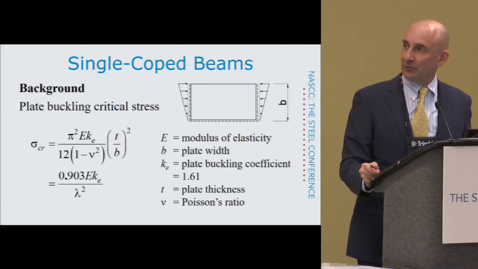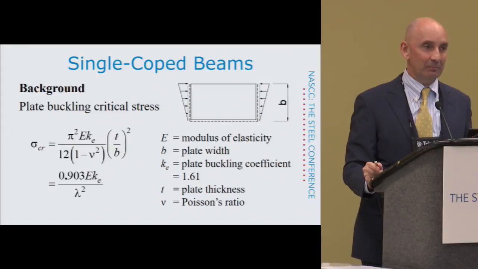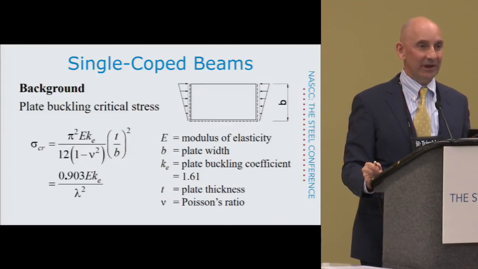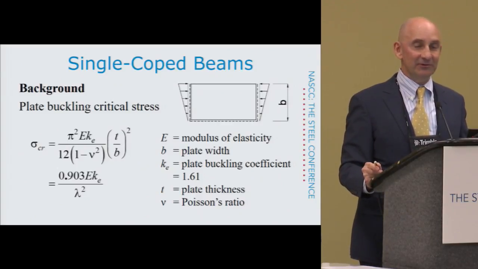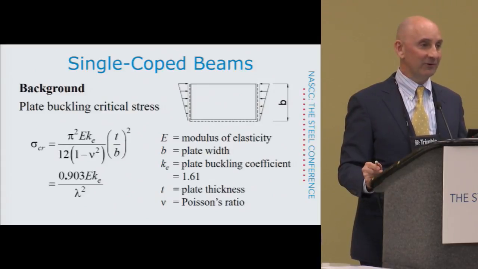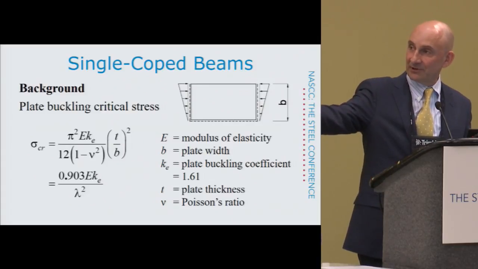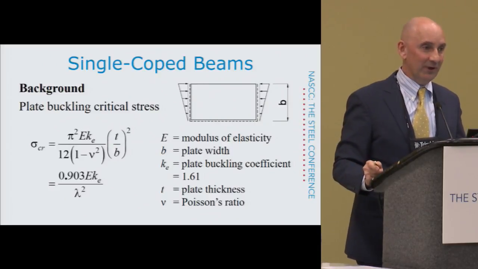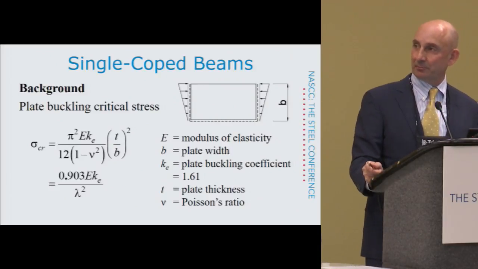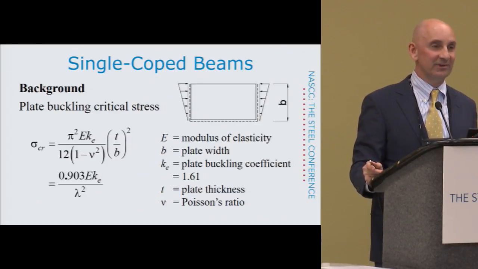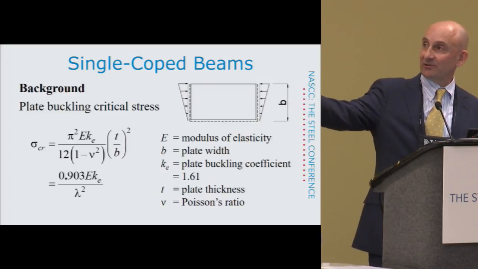But the first thing we do, we'll plug in Poisson's ratio and pi, and then we said B is going to be equal to H sub O, and T is equal to the web thickness. So we're going to plug those values in. As it turns out, T over B is equal to 1 over lambda, so we'll plug in lambda down here. So this is a good equation that we can go with. K sub E is the plate buckling coefficient, which theoretically is 1.61 for this condition.